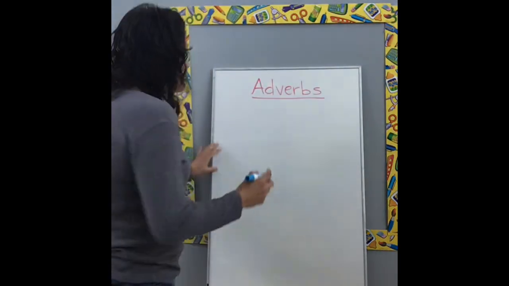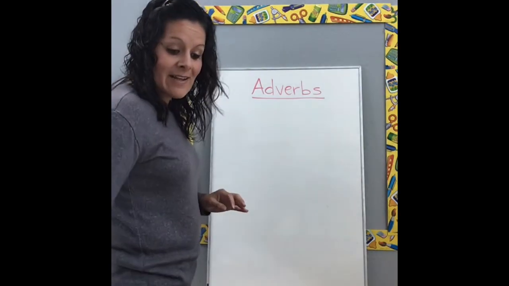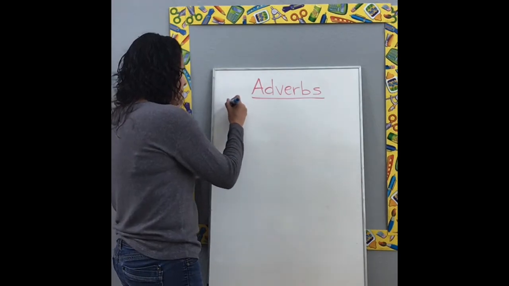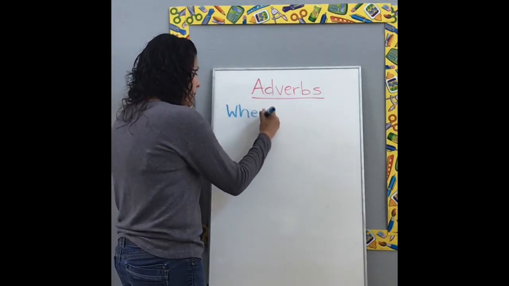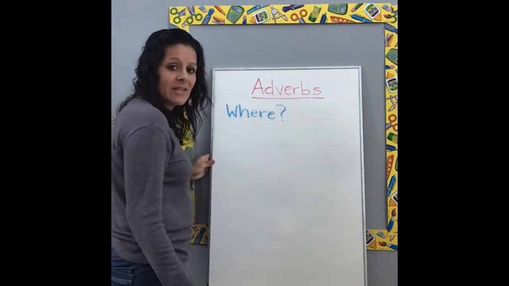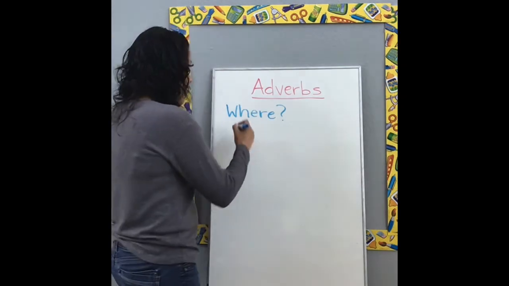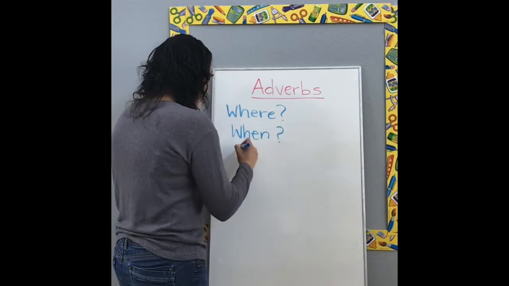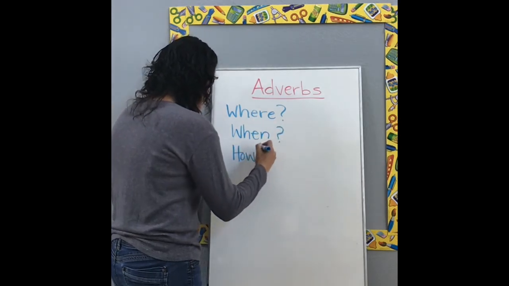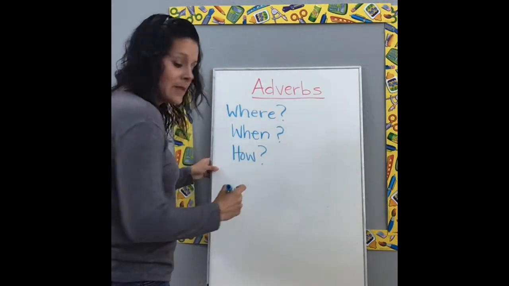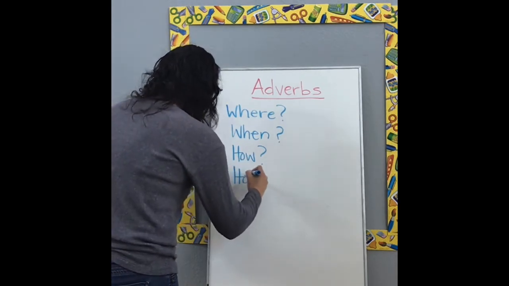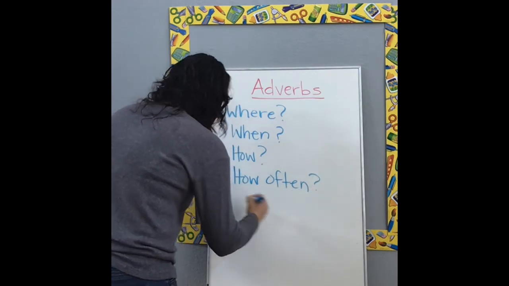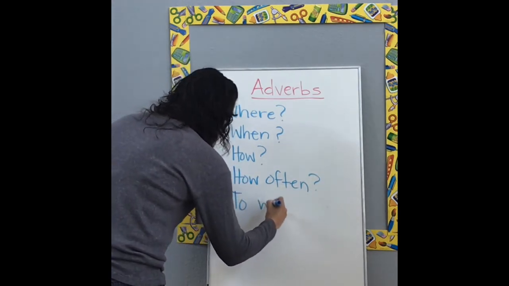Our adverb questions, there are actually 5 adverb questions, are: where, that's our first adverb question, when, how, how often, and to what extent.